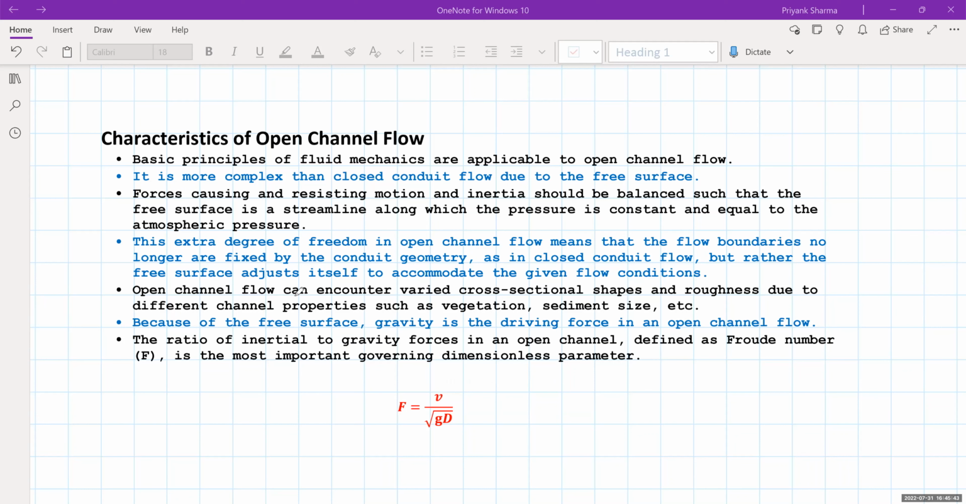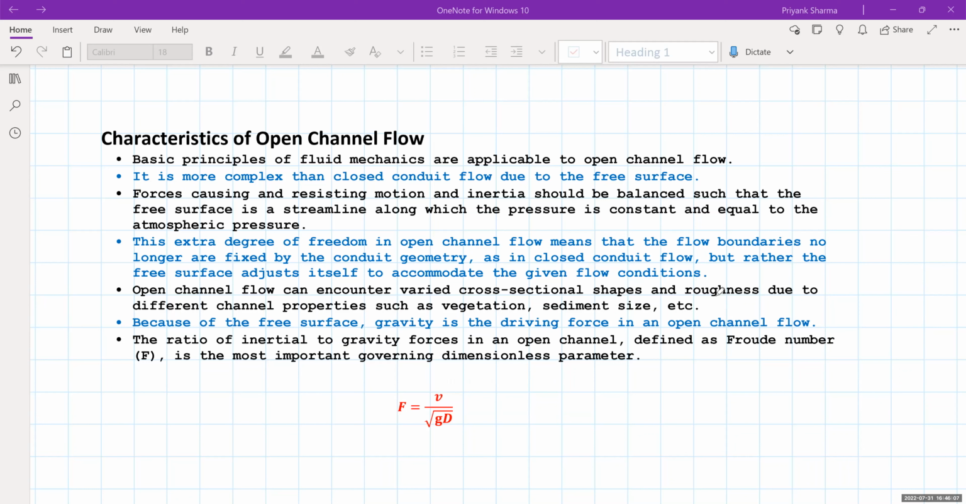Now, as discussed earlier, open channel flow can encounter varied cross sections and shapes, because in nature you don't get a fixed cross section. For pipes, because you fabricate them, you can make them circular or square. Usually square ones are very rare, but circular or elliptical. But an open channel can be of any cross section which is observed in nature.